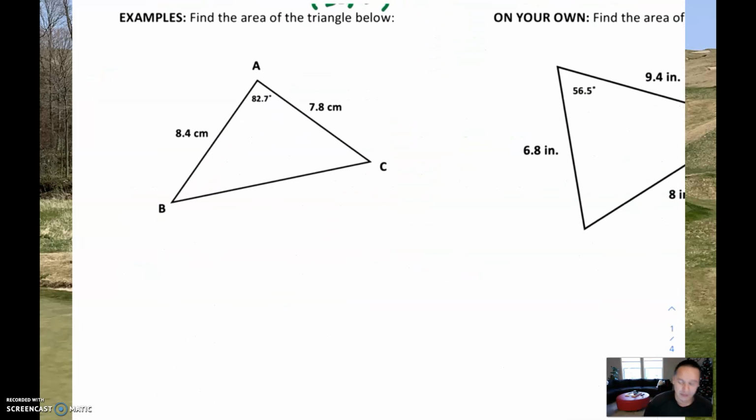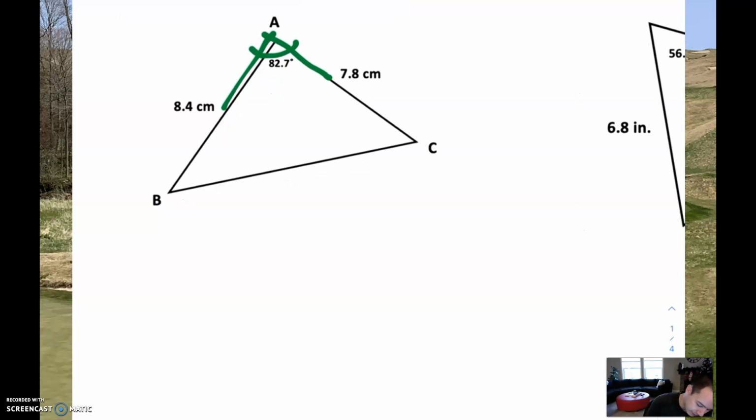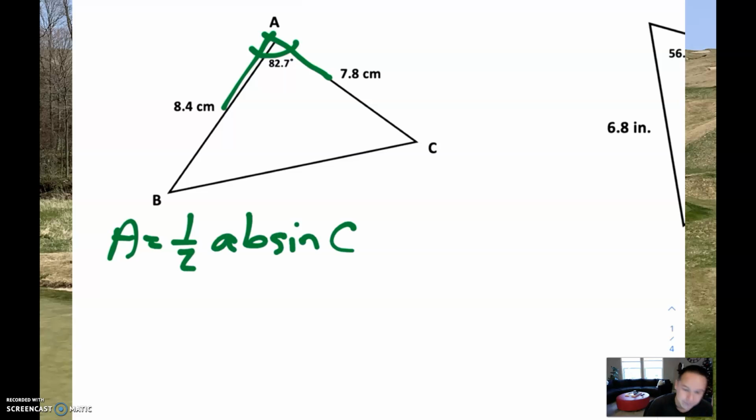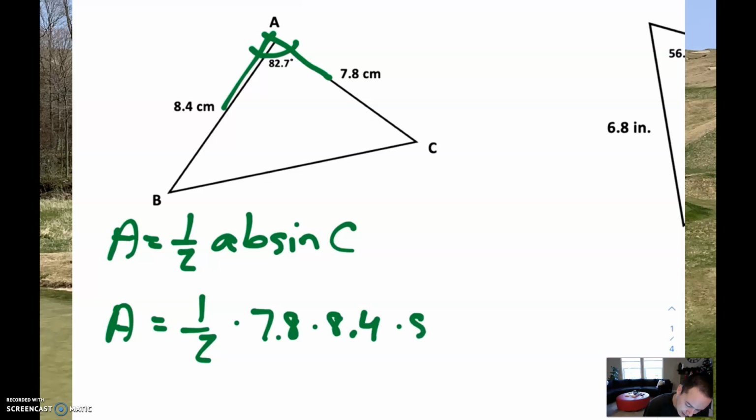First example, find the area of this triangle below. So we have side angle side. We have a side, included angle, and a side. So here's our formula. Area equals 1/2 AB sine C. Remember, our A and B are just going to be the two legs that come off of the angle. So it's going to be 7.8 times 8.4 times sine of C. And in this case, C, it's not that C over here. C is the included angle, which happens to be 82.7 degrees.